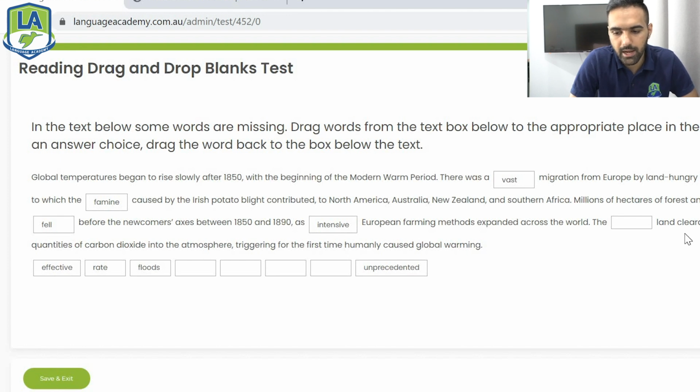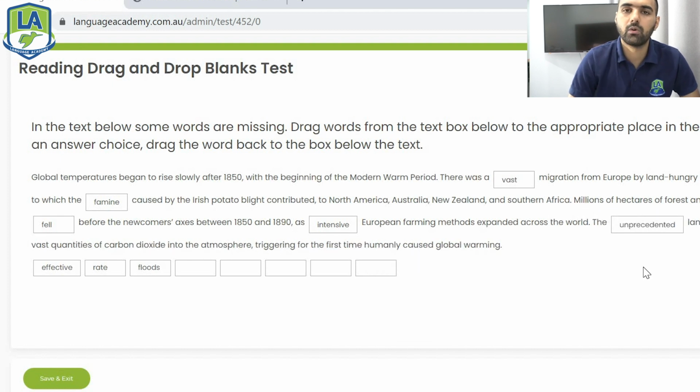The dash land clearance released vast quantities of carbon dioxide. Now something negative is happening over here. Effective land clearance won't give us carbon dioxide. If it's effective, it will give us something positive. Rate land won't make any sense. The floods land won't make any sense. By default, we are left with unprecedented. Unprecedented means something which was not forecasted or which we never thought of. So that is how you have to solve this.